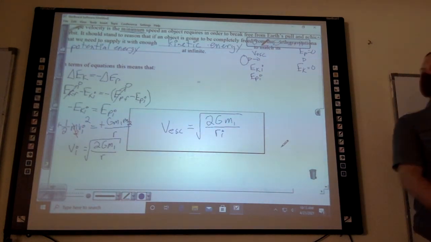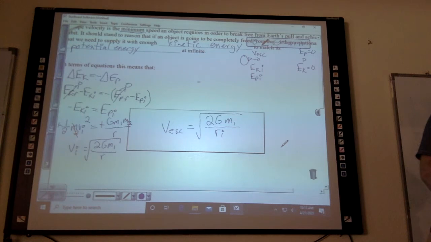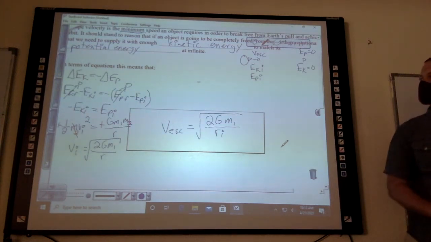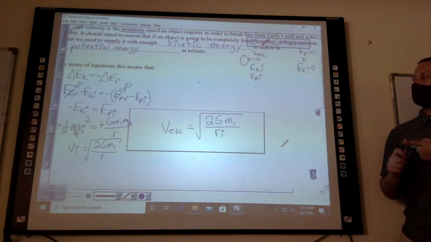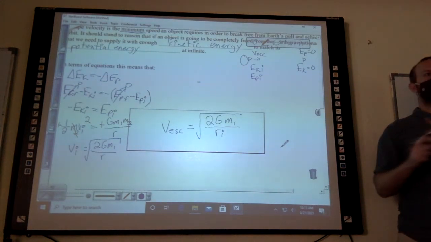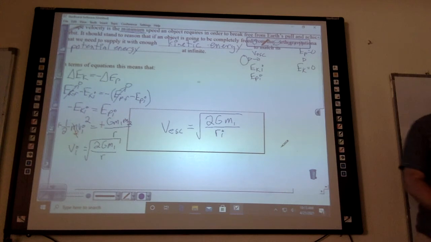So again, the derivation you don't need to know. You don't need to write that on your formula sheet. I'm not going to ask for any derivations, but it's just interesting to see where that comes from. And notice V-escape depends really only on two things. It depends on the mass of the planet, and it depends on the radius that it starts at. So whether you are throwing a rock or launching a satellite, same V-escape.